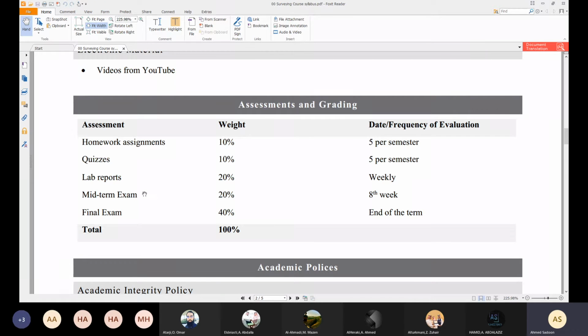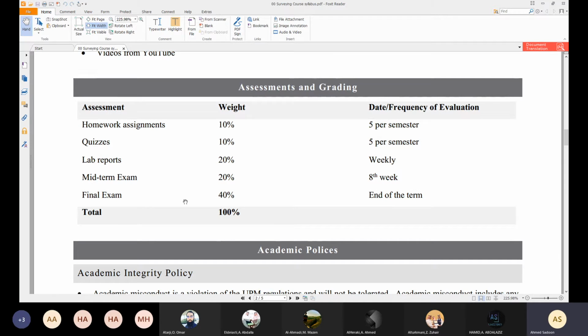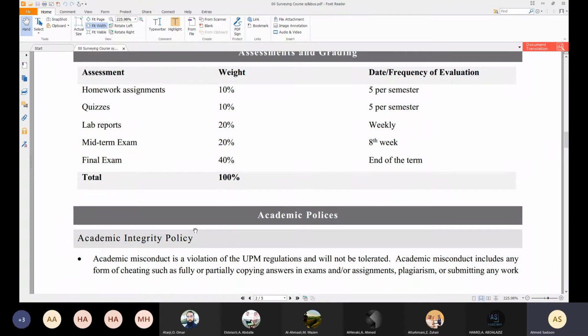Also, we are going to have a midterm, which is going to take place in the 8th week. This one represents 20%. And at the end of the term, we're going to have the final exam, which represents 40%. So make sure that you understand the assessment and the grading and understand what is expected from you.